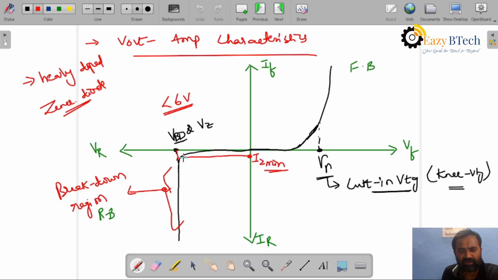It means in a breakdown voltage the knee current is less. Knee current, this IZ minimum, means very small current. After breakdown, the current is very high. Is it clear? Knee current is a minimum current through the diode.